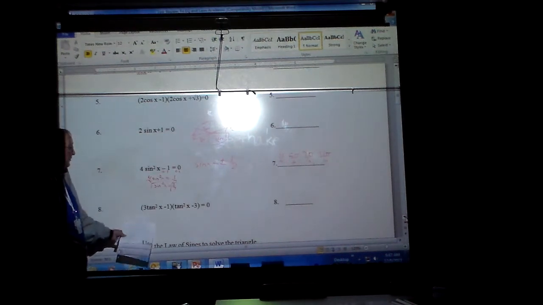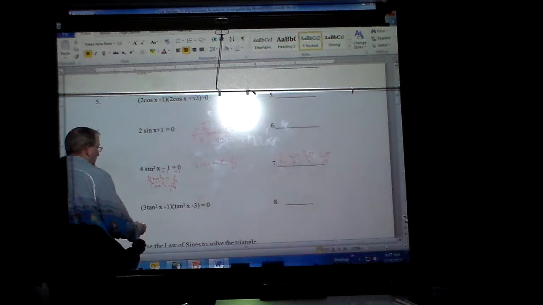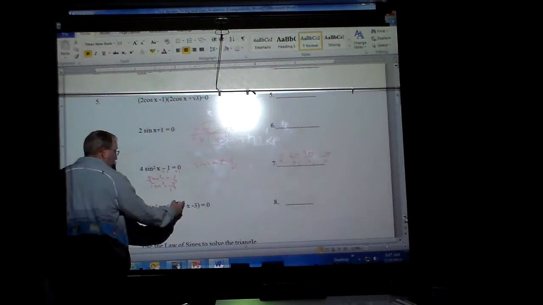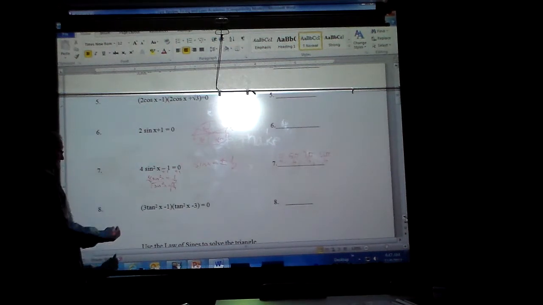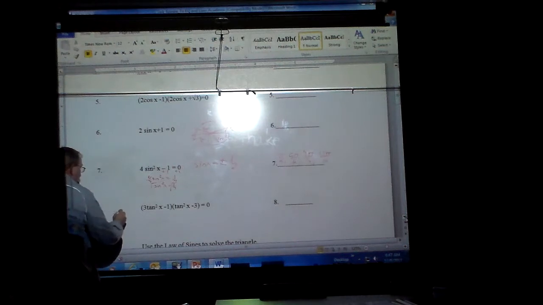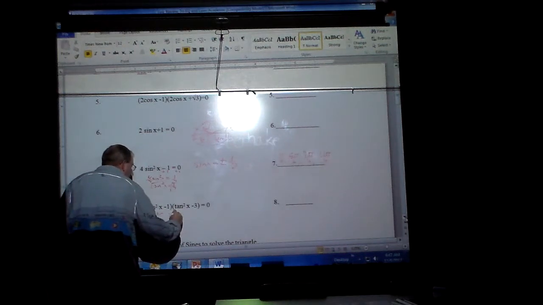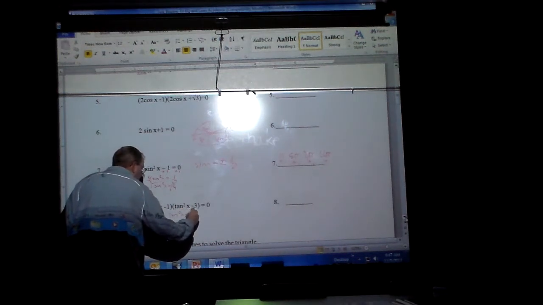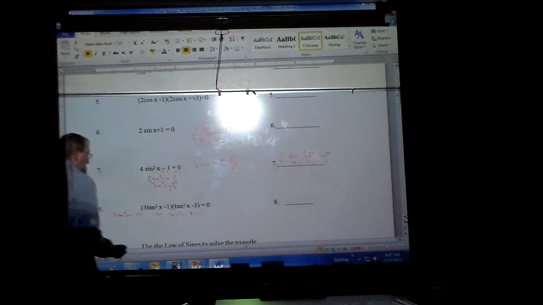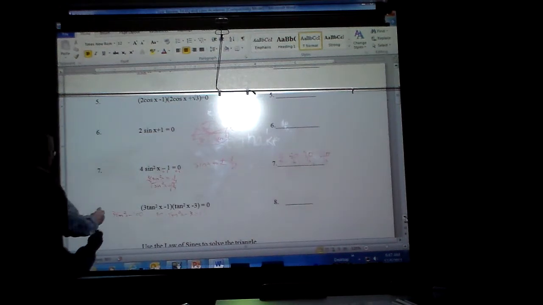Now the tangent one's a little bit trickier. As we look at it, notice we have actually 2 different problems right here set equal to 0. And so what we're going to do is, remember, if this parentheses is 0 or that parentheses is 0, the answer is 0. So let's separate them. So we have 3 tangent squared x minus 1 equals 0, or just tangent squared x minus 3 equals what? 0.